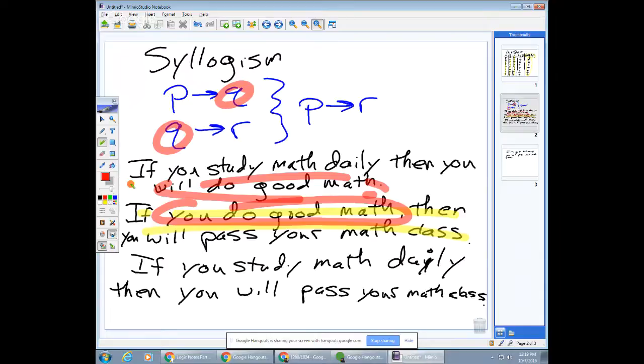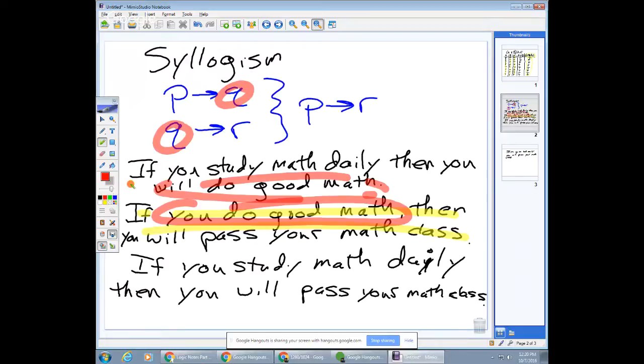What else do we do besides flip statements? Oh, you negate. Opposite, negate, yeah. So what we want to do is reverse this and negate it. So instead of you study math daily, you don't study math daily. That would be the opposite, negate. You do good math, you don't do good math, would be the opposite. And we want to flip it.